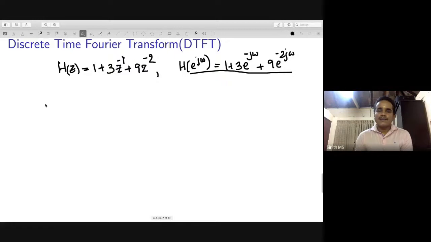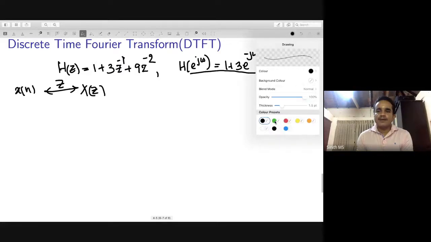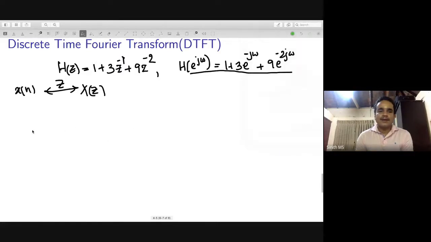Now, suppose you have some signal xn, you can find the z transform X(z). What is the X(z) formula? X(z) is sigma xn z raised to minus n, where n is from 0 to infinity if the signal is a causal signal. So X(z) is like this.